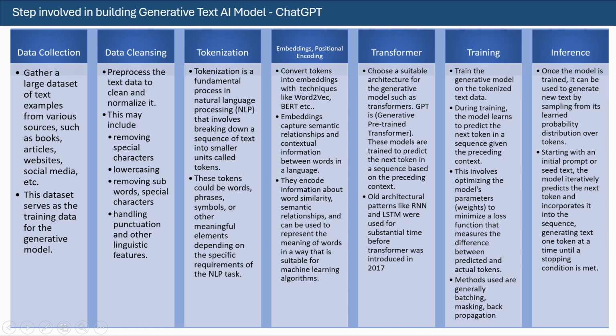And this is how ChatGPT generates human-like text in real time. So from raw text data to intelligent, meaningful responses, all these steps together power a generative text AI model like ChatGPT.